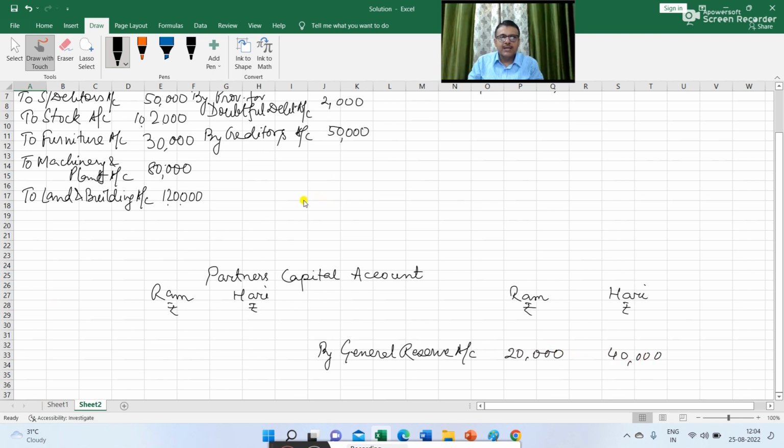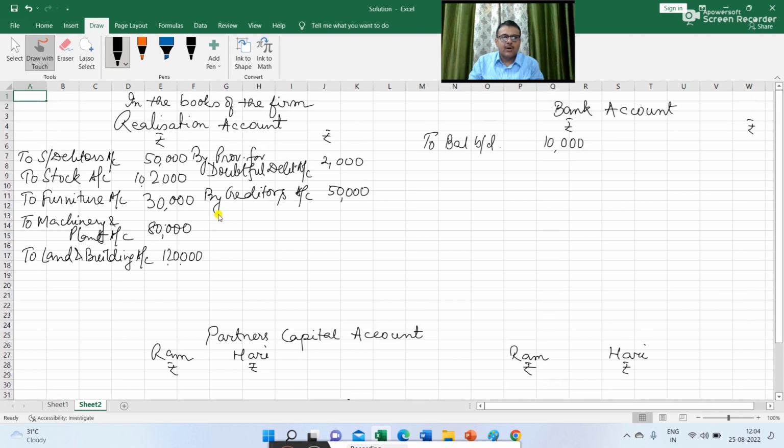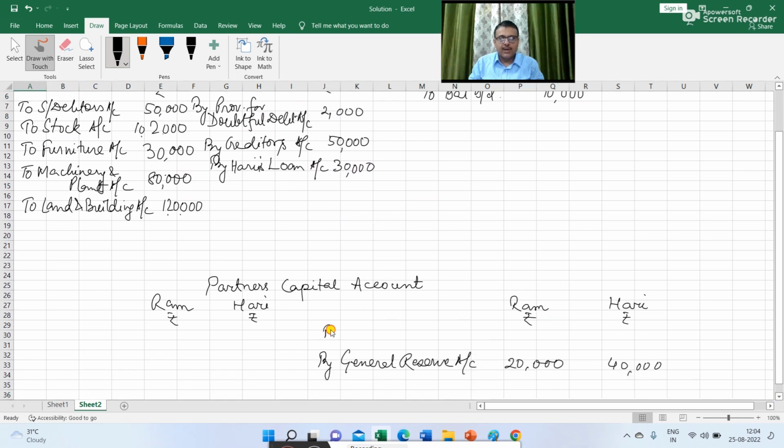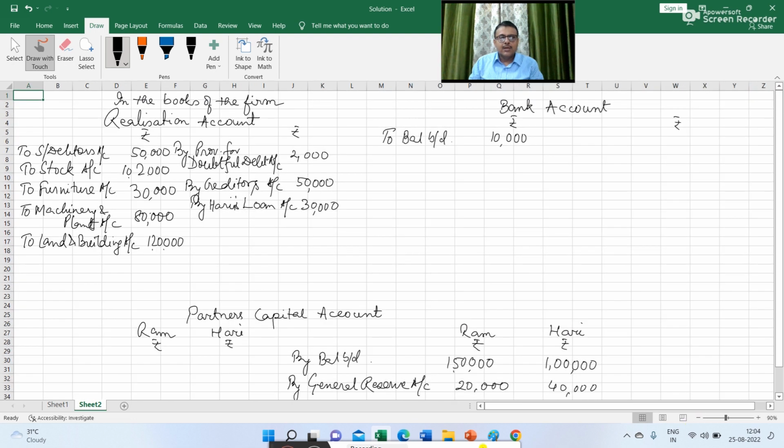Next item is Hari's loan. So in realization account, I am recording by Hari's loan account 30,000. Next is the balance of capital. So in partners capital account, I am recording by balance b/d 1,50,000 and 1 lakh. So here I have recorded all the balances which are given in the balance sheet. Have a look at it.